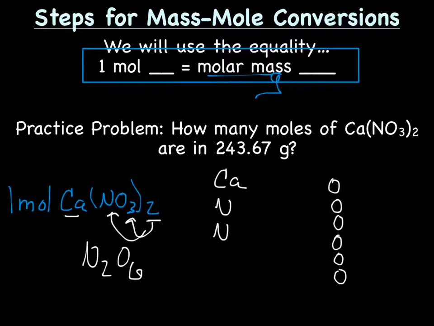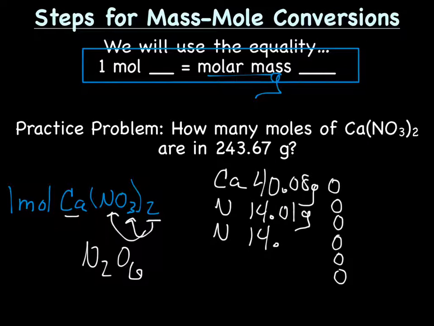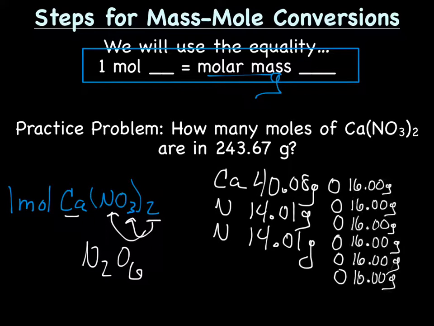So looking at the periodic table, the mass of calcium, and in this case 1 mole of calcium, is going to be 40.08 grams. Nitrogen is 14.01 grams. And oxygen is 16.00 grams. And when we add those all up, we come up with a formula mass of 164.1. And because we're talking about 1 mole of this stuff, the unit is going to be grams.